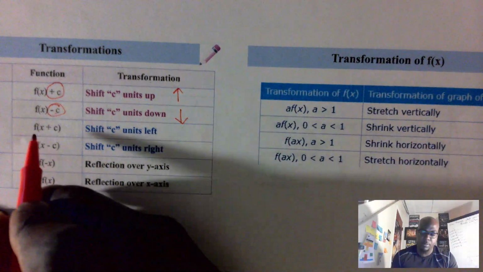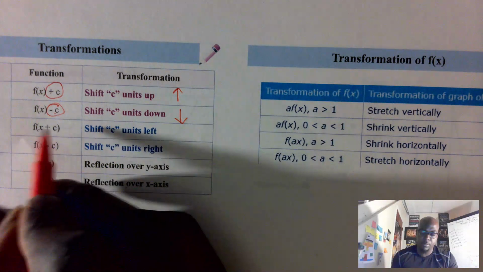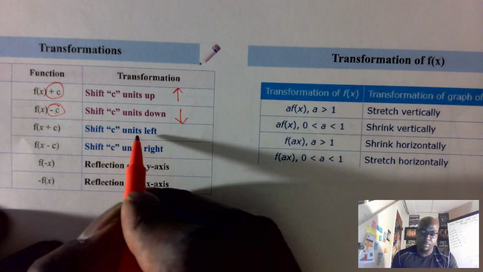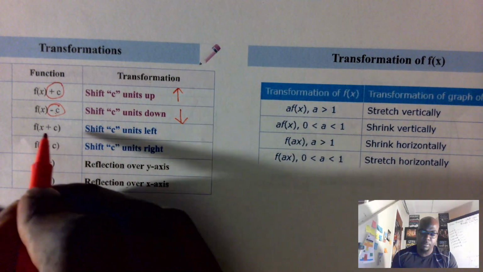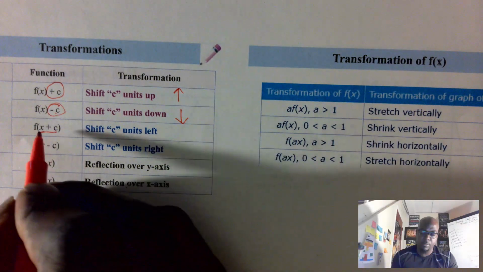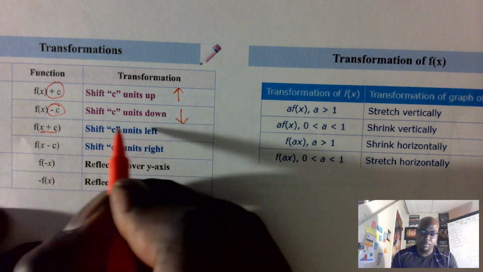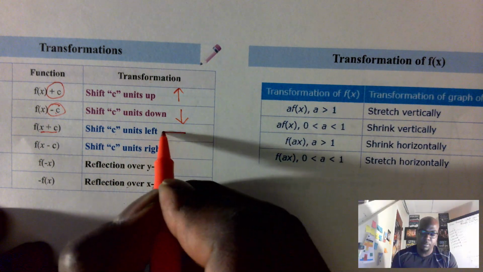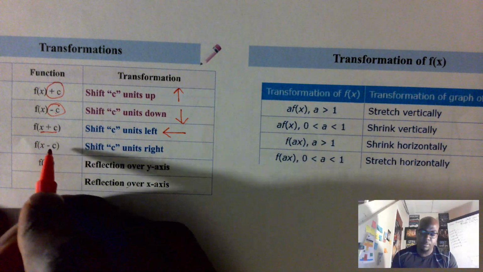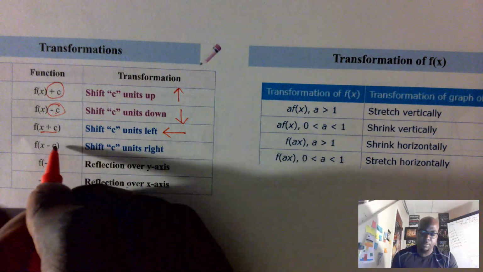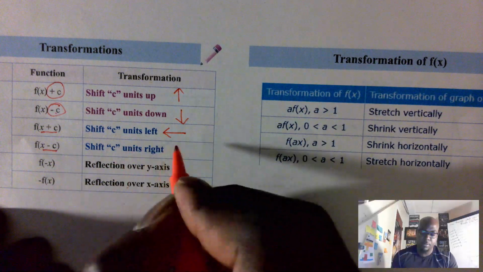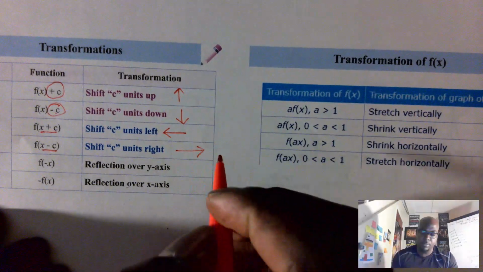All right. Now we have the translation f of x plus c. Now this is saying that we shift c units to the left. Why is it that we shift c units to the left? Because if you set the inside portion x plus c equal to 0, this is going to give us x equals negative c. So that's why we shift to the left. And the same thing here, if you have a function f of x minus c, if we set the inside portion x minus c equal to 0, it's going to give us positive c. So that's the reason why we shift to the right.